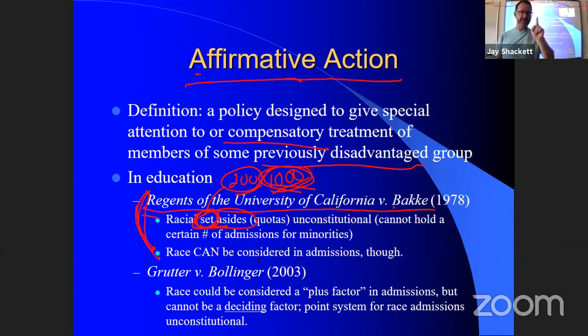And Bakke said, that's a violation of the Equal Protection Clause. You are now essentially discriminating against me because I'm a member of a majority group and not a minority group, right? And what the Supreme Court ruled in Bakke is this: quotas are not okay. That violates the 14th Amendment Equal Protection Clause, but race can be considered in admissions. In other words, you can give a leg up to black applicants because they have traditionally and historically been barred from access to higher education.